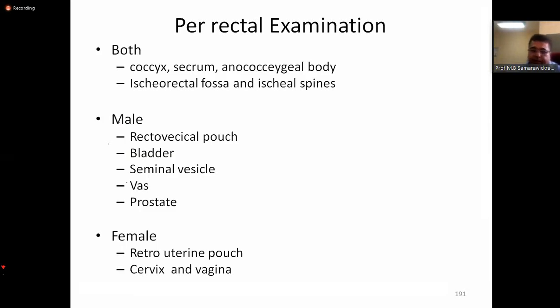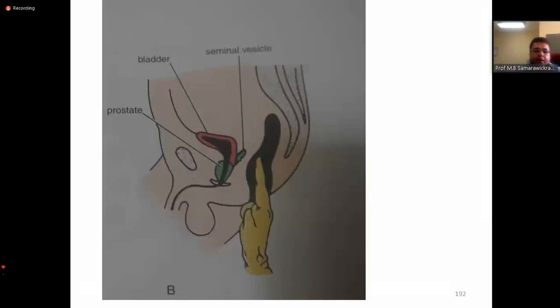And in per rectal examination, you must know what are the things that you can feel. In both sexes, normally you can feel the coccyx, sacrum, anococcygeal body, ischiorectal fossa, and ischial spine. Then in the male, you can feel the retrovesical pouch, bladder, seminal vesicle, vas, and prostate. Then in the female, the retrouterine pouch, cervix and vagina. In addition to that, you can feel a lot of abnormal things. Right, this is per rectal examination.